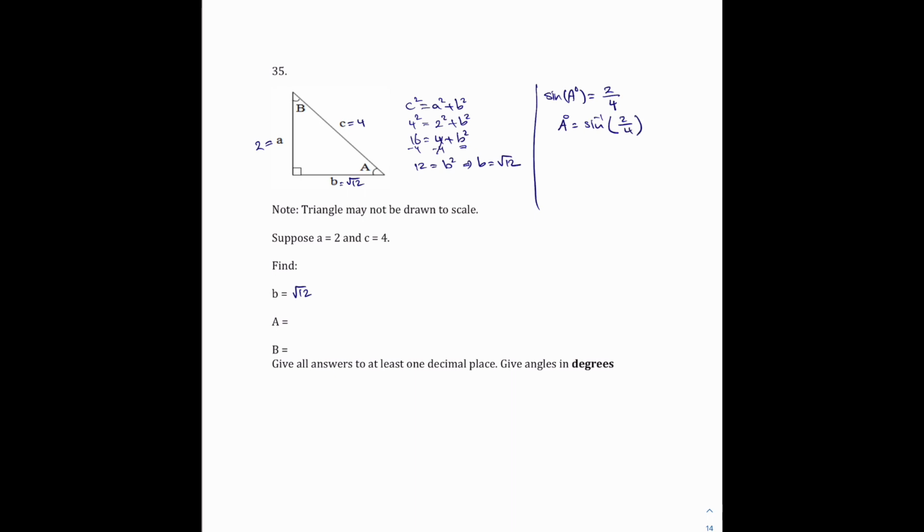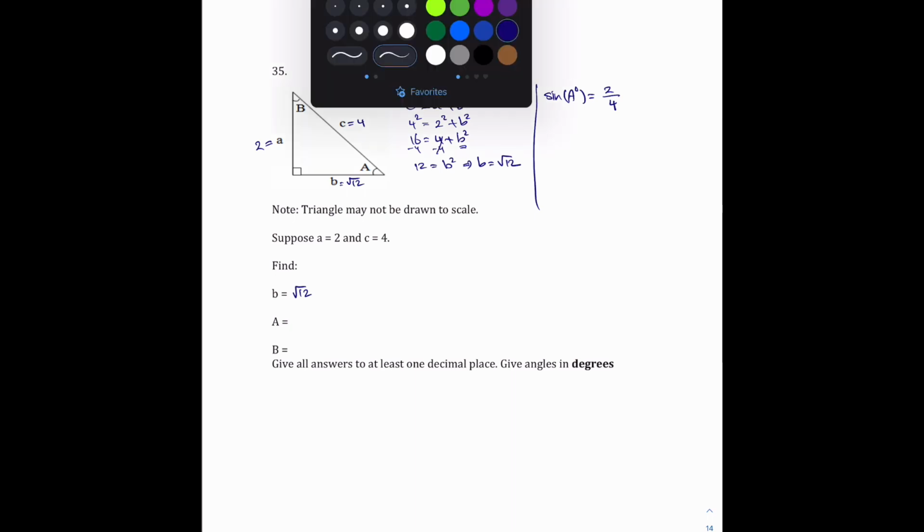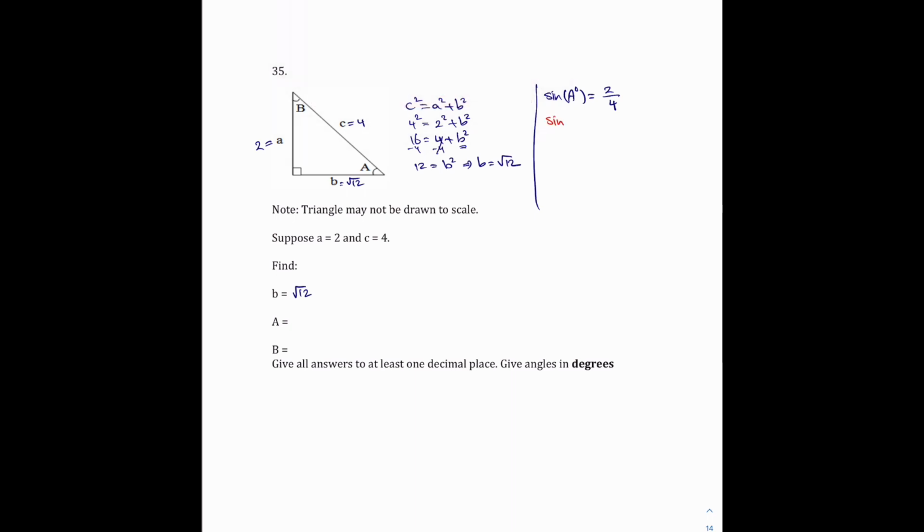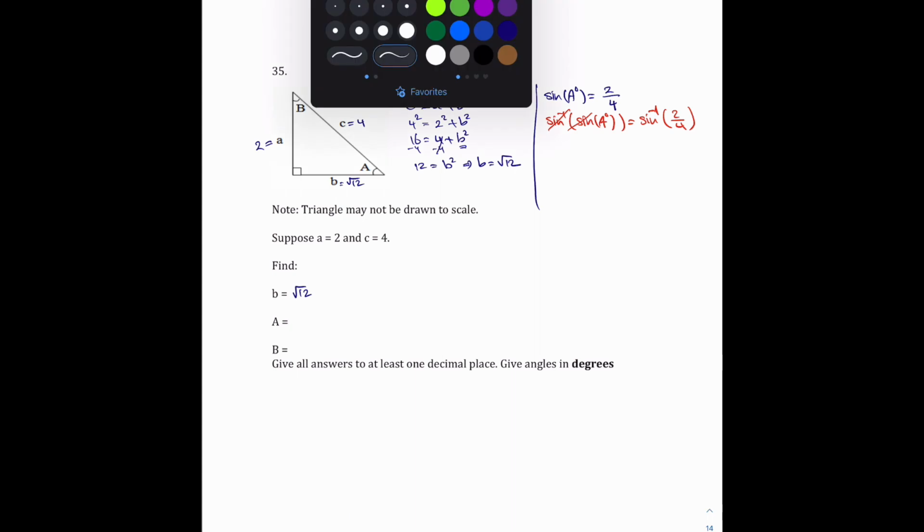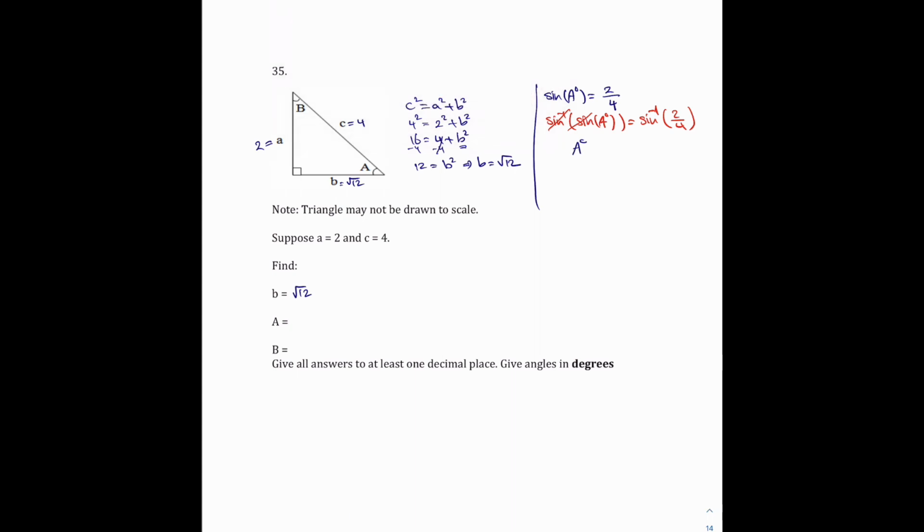Basically, what we did here, we took the inverse sine for both sides of the equation. So what we're going to do here, let me actually write it out: inverse sine of sine A equals inverse sine of 2 over 4. So we took inverse sine for both sides of the equation. Again, I told you that technically it's not that way, but I'm going to write it that way so you can understand it. Inverse sine of 2 over 4.